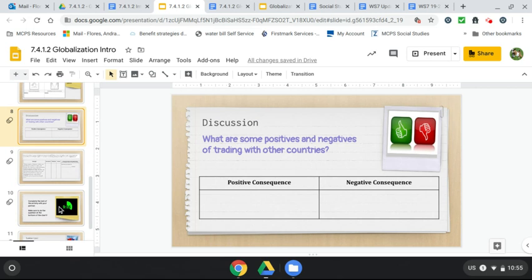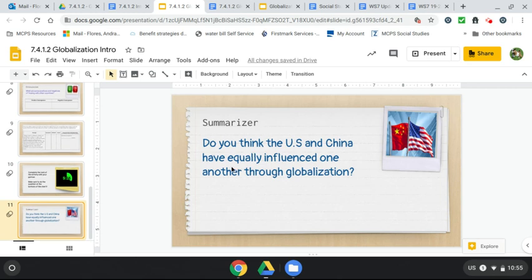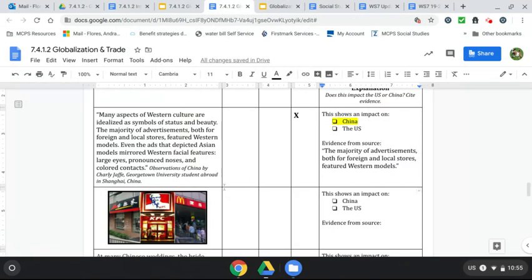Once we are done, you will turn this in. And you'll have a summarizer question at the end. Do you think the US and China have equally influenced one another? And that is going to be based on overall what you saw in this chart. And then you are done for the week. Please email your teacher if you have questions. We are happy to help.